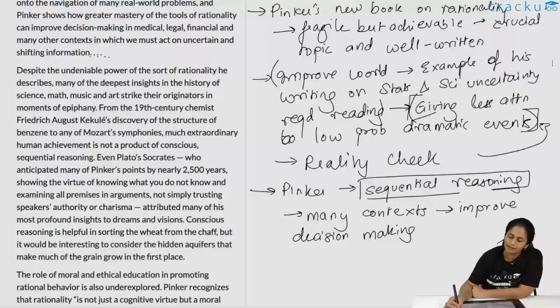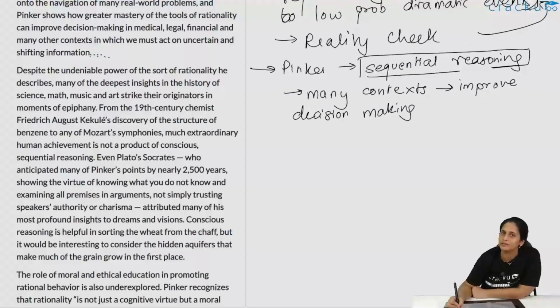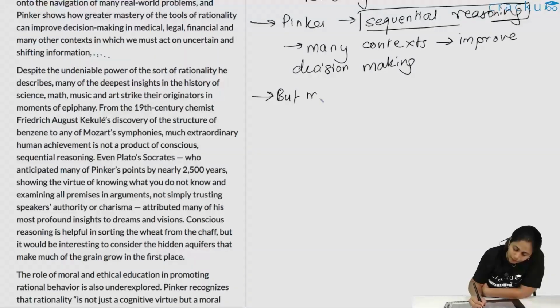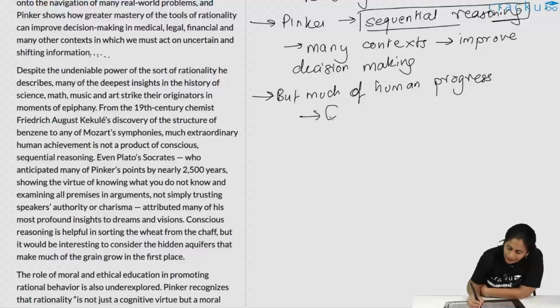So the author says, yeah, this sequential reasoning is good. It is good. I'm not denying that it doesn't have application. It has application in many contexts, but much of human progress and much of human discoveries, inventions has come from epiphanies and not sequential reasoning. So what do you mean by epiphanies?